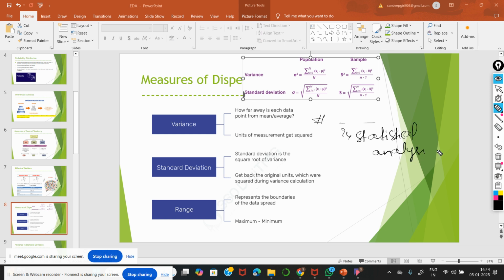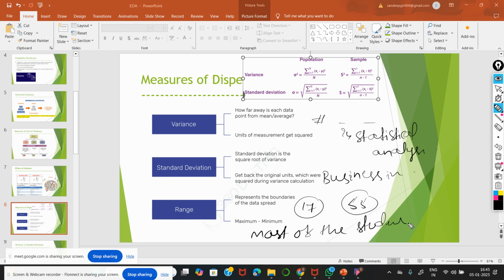Once it is done, you shouldn't be keeping quiet. Again, you have to go for business insight, business analysis. For example, say marks. Can I tell, suppose I got standard deviation as 17, but my mean is 55, can I tell that most of the students got marks closer to the average mark? This is nothing but from a business point of view, you have to explain like this.